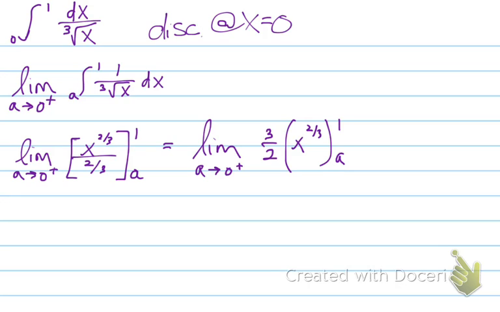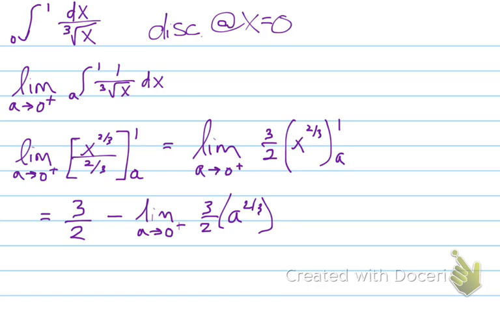If I plug in 1, I get 3/2 times 1, minus, if I plug in a, the limit as a approaches 0 from the right-hand side of 3/2 times a to the 2/3. And if you plug in 0 to that, 0 to the power of 2/3 is 0, so 3/2 times 0 is 0, so this is just 3/2. So obviously the limit exists, so this integral converges to 3/2, the area under that curve. Alright, let's look at example number 7.